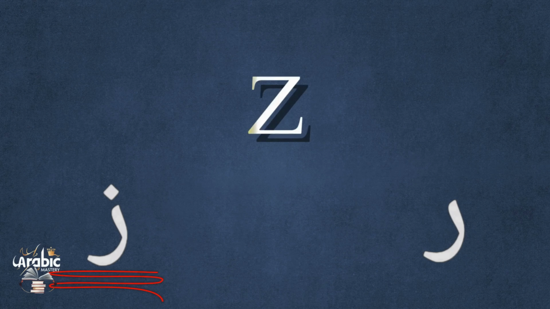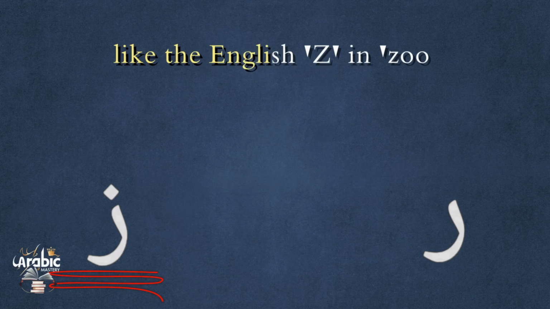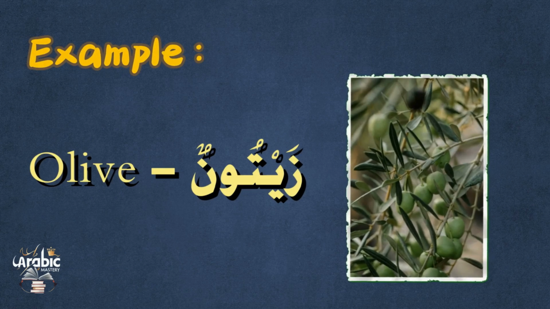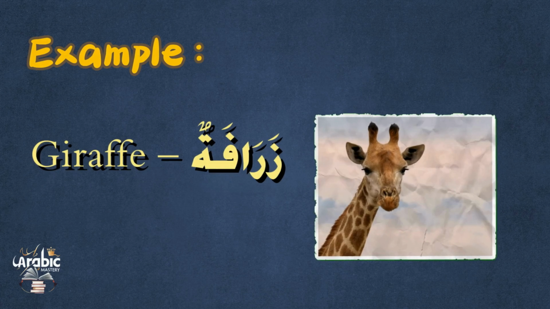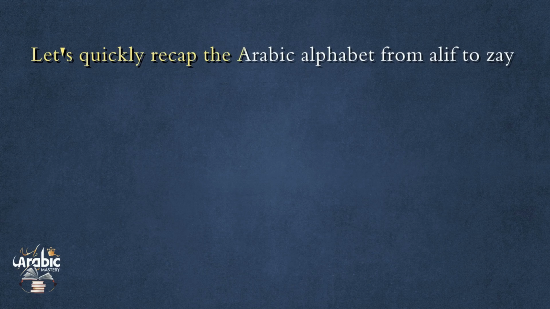The second letter in this group is Zai. Place a single dot above it. It is pronounced like the English Z in zoo. For example, زيتون, زرافة.